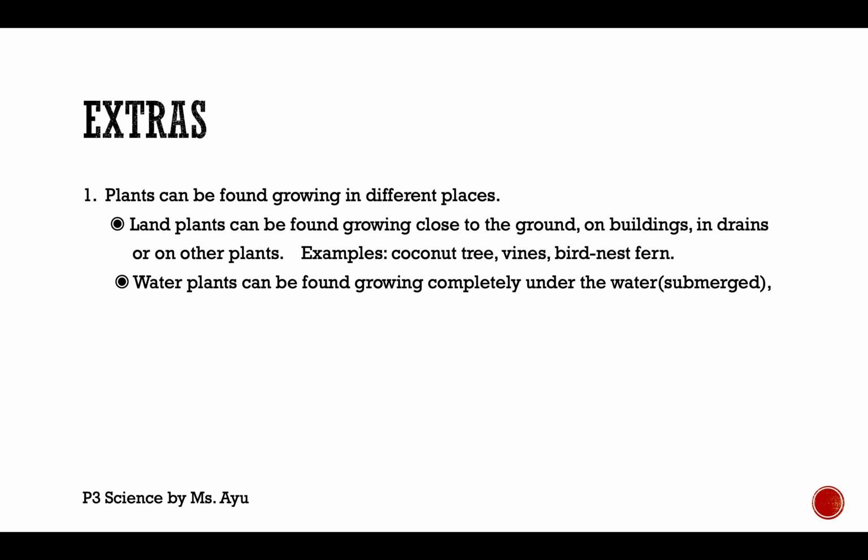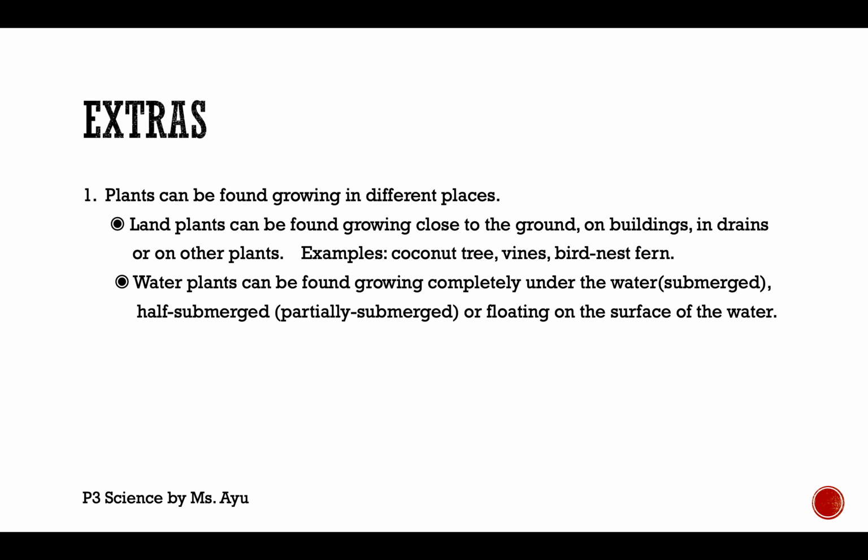Water plants can be found growing completely under the water or submerged, half submerged or partially submerged, or floating on the surface of the water. For examples, we have hydrilla, cattail, and duckweed.